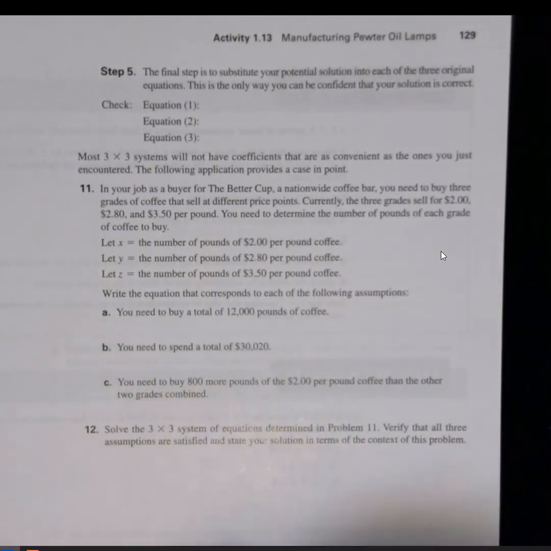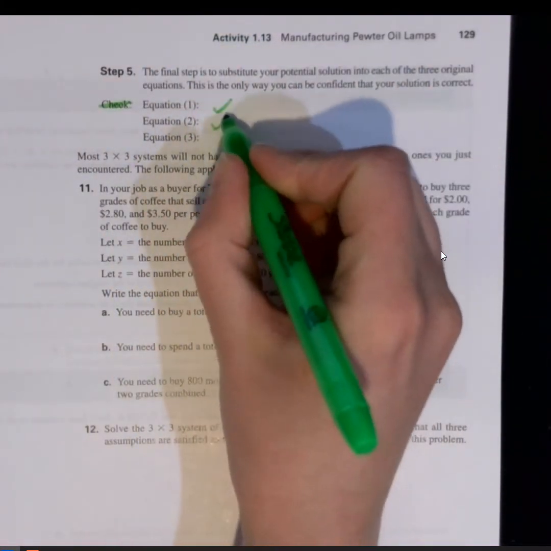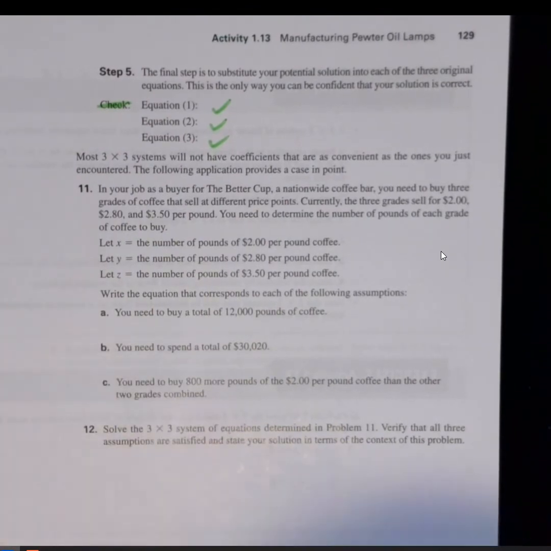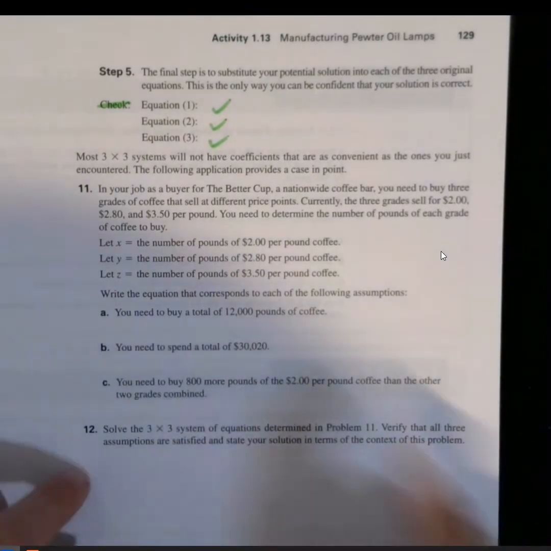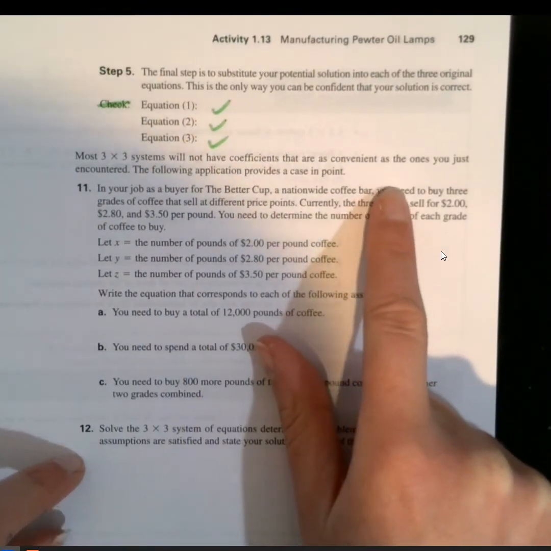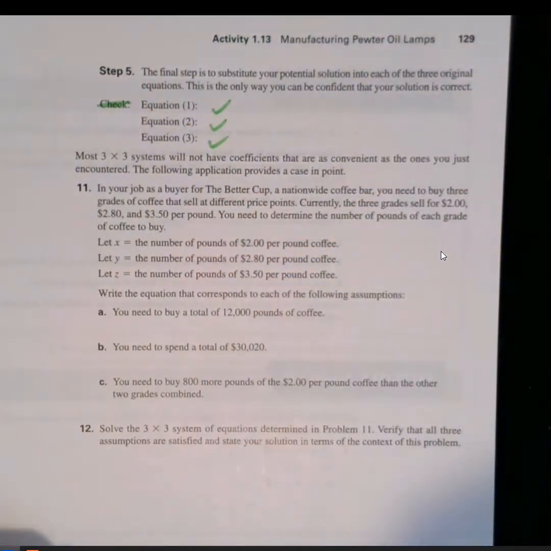The final step is to check. We did our check on Desmos. So we checked in each of these and we made sure that all 3 of them worked. Okay. Number 11. Most 3x3 systems have convenient coefficients, but that's not always the case. Cool. So let's do one without convenient coefficients.